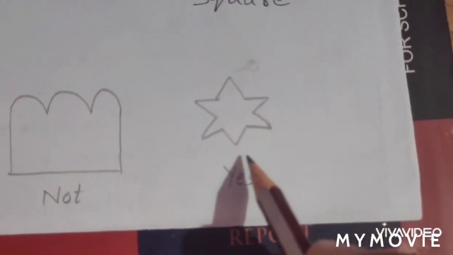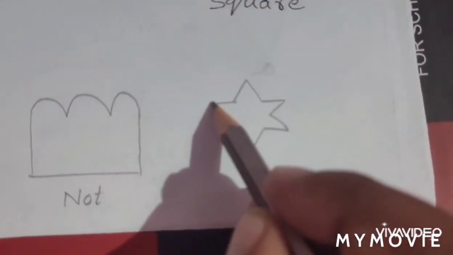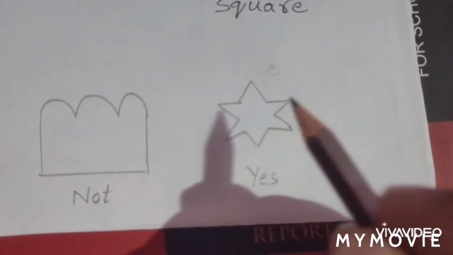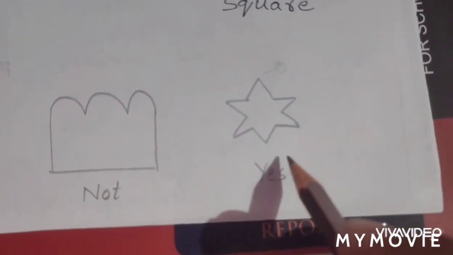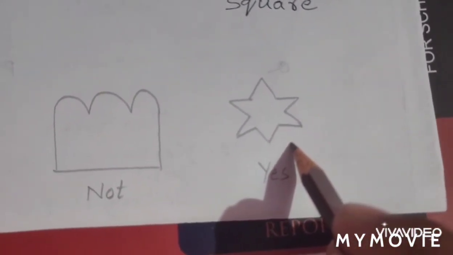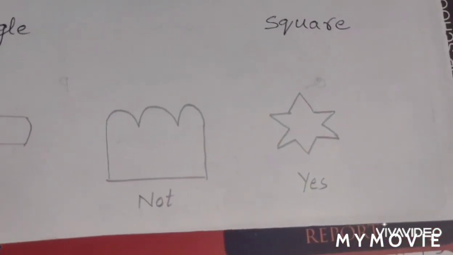This figure, can we say this is a polygon? Yes, we can say. Why? Because it has sides, but it doesn't have any curved surface. Can you see any curved surface over here? No. So this is your what? This is your polygon. Got it? You have to do it this way.